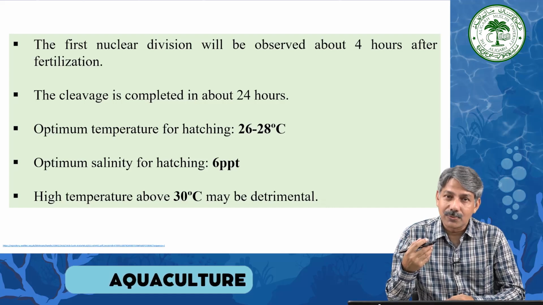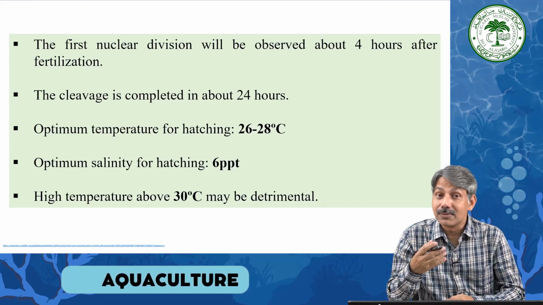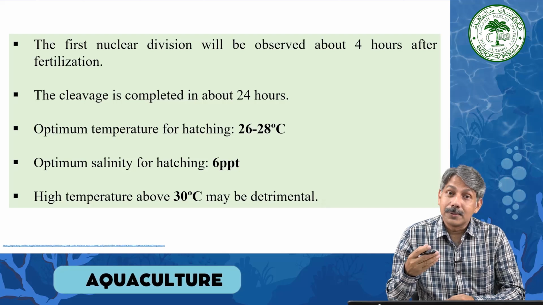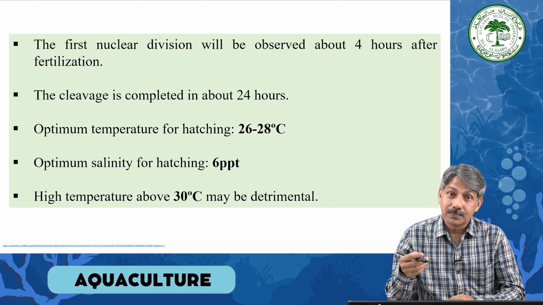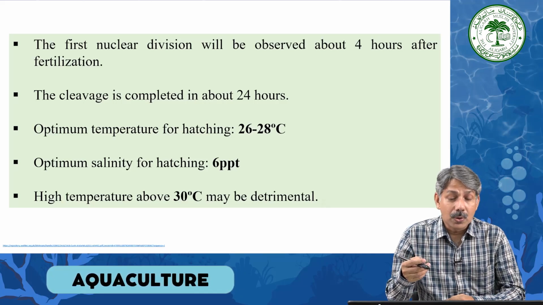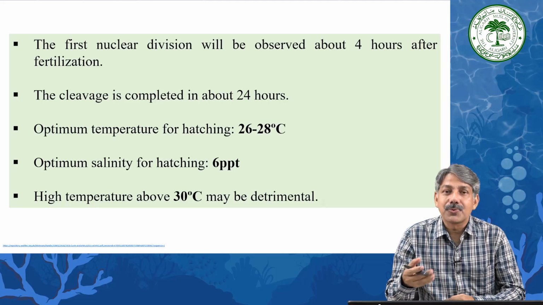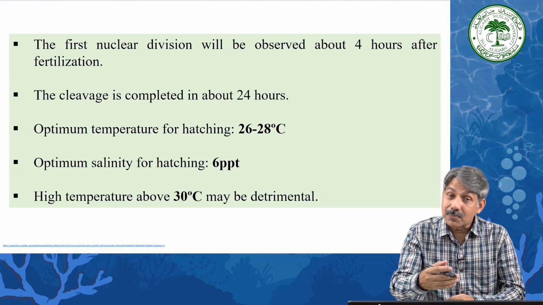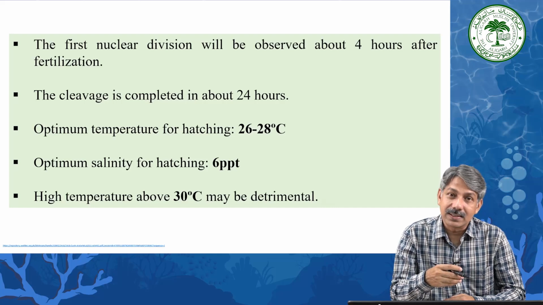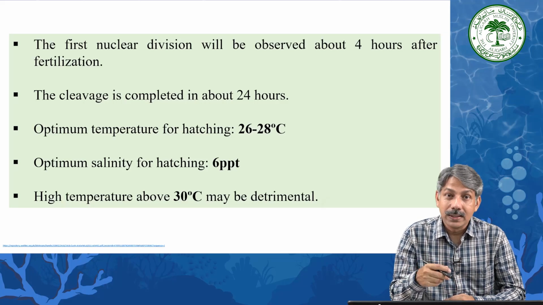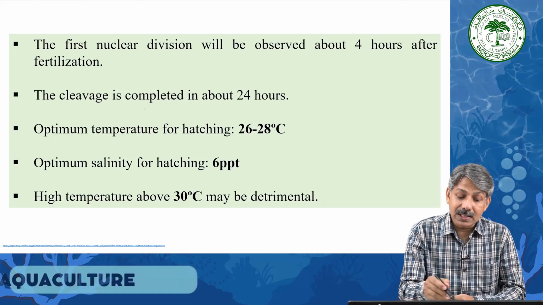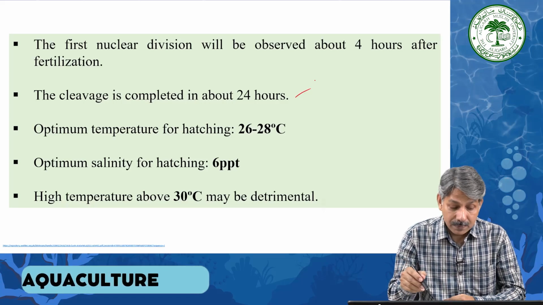like temperature, which can have a strong influence on developmental timings, and water quality may also have influence over these timings. So there may be variation that you can observe when you are running a Macrobrachium rosenbergii hatchery, but you will have to standardize all these parameters. You can standardize and rewrite the timeline for your own region, your own area, your own hatchery. The cleavage is completed in about 24 hours.